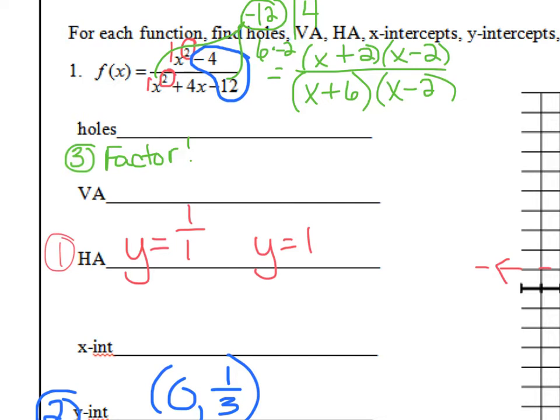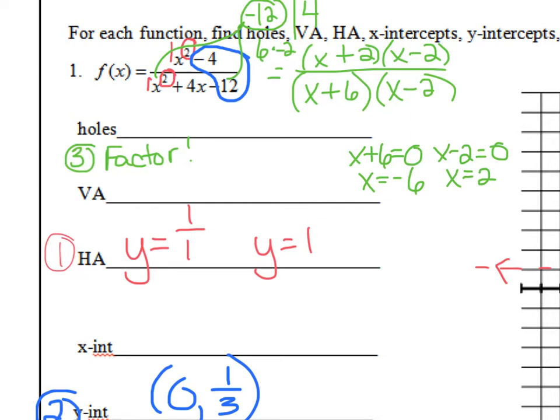So we take each factor of the denominator for holes and VAs, and we set them equal to 0. So x plus 6 equals 0, and x minus 2 equals 0. Well, if x plus 6 equals 0, we take the opposite of that to solve, so we would be subtracting 6, which means x equals negative 6. Since it's x minus 2, the opposite of a minus 2 is a positive 2. So here are my two x values.